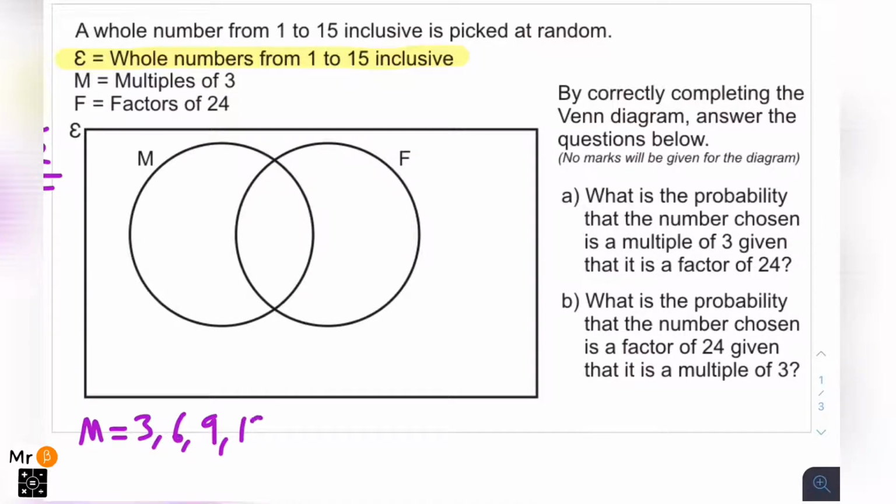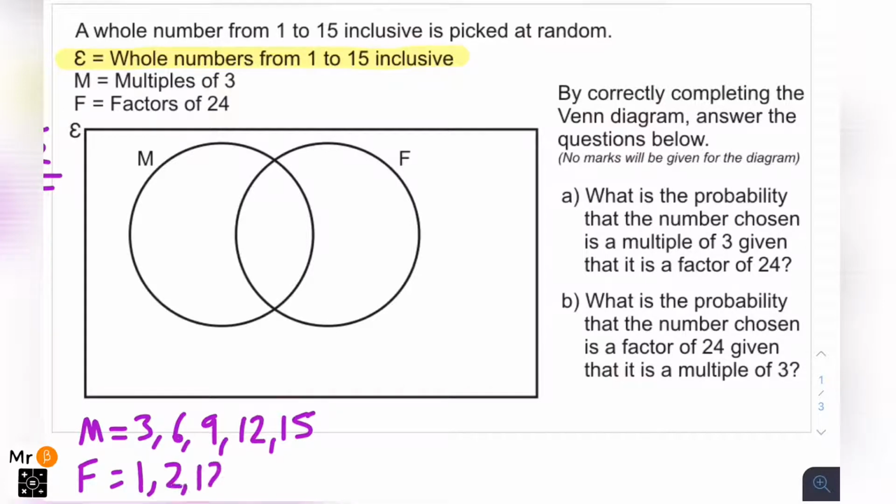So 3, 6, 9, 12, 15. Next, I'm going to write down my factors of 24. So we know that 1 times 24 is 24. However, 24 isn't between 1 and 15, so we're not going to write that one down.